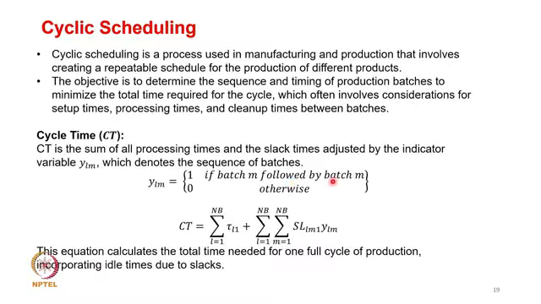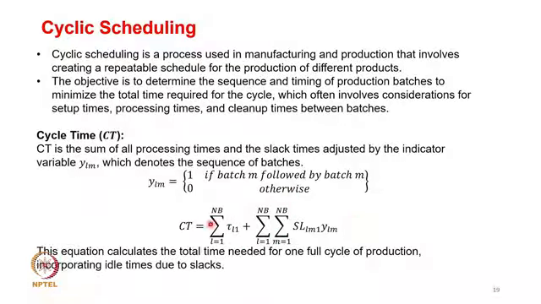So the total cycle time would be tau L plus the slack times that you have to factor in. So the total CT would be the summation of L = 1 to NB of tau L, plus the double summation over L = 1 to NB and M = 1 to NB of S_LM times Y_LM. The equation calculates the total time needed for one full cycle of production, including the slack.